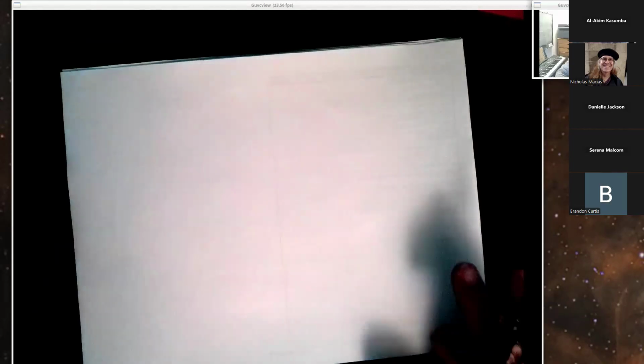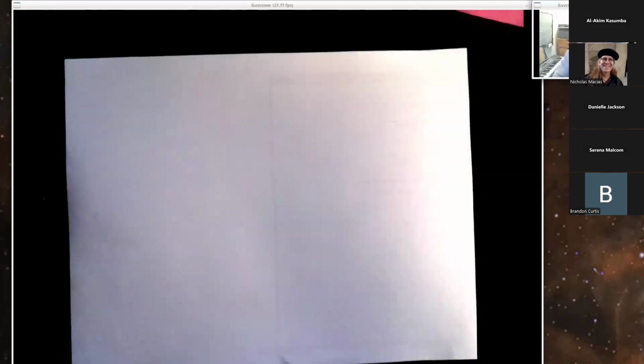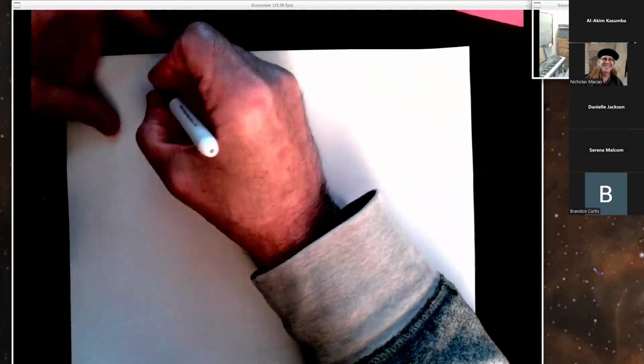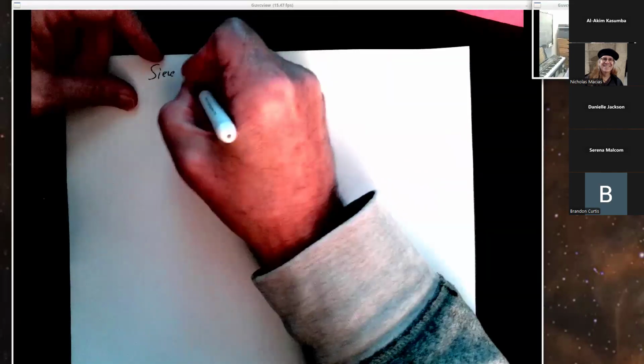And so the Greeks had a method for actually generating primes. It's got a cool name. It's called the sieve of Eratosthenes.